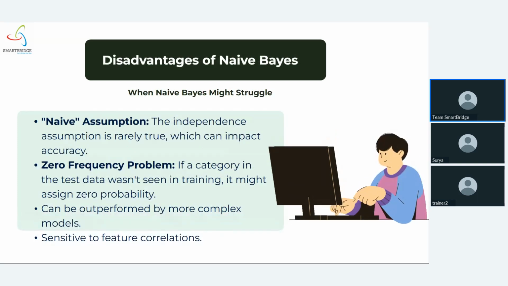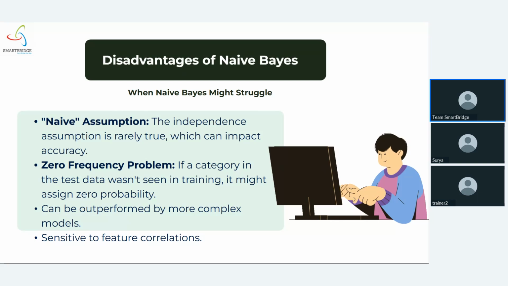So the disadvantage we'll be having is the zero frequency problem. If a category in the test data wasn't seen in the training, it might assign zero probability. So whatever training we do, if a category or classification was not seen before, it will assume that it is not trained on this, and it will give you zero probability.